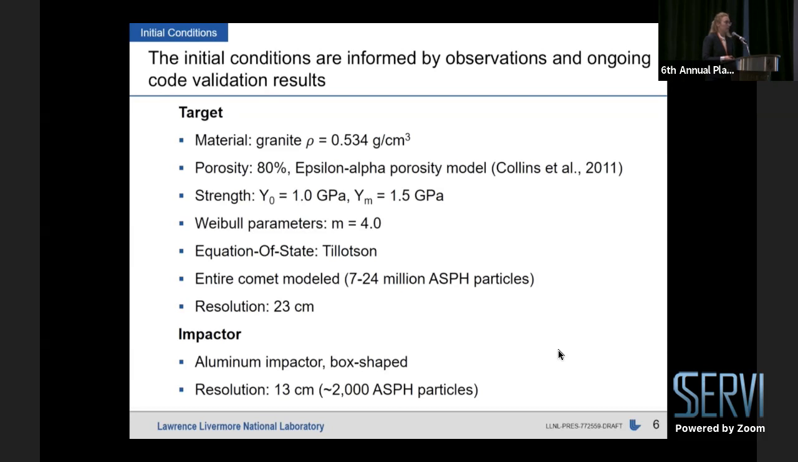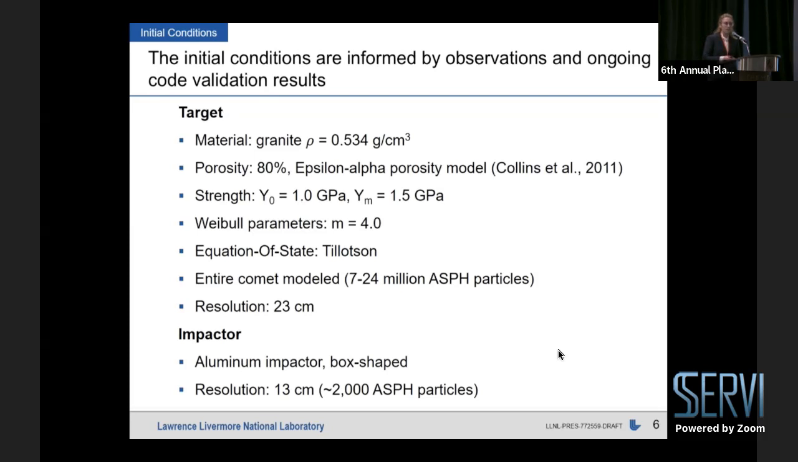Our strength values for granite are rather high when you compare them to what you would find for strength in a comet in literature or for a porous rock and material. These strength values for granite are specific to Spheral. They're from our code validation work that we've been doing.